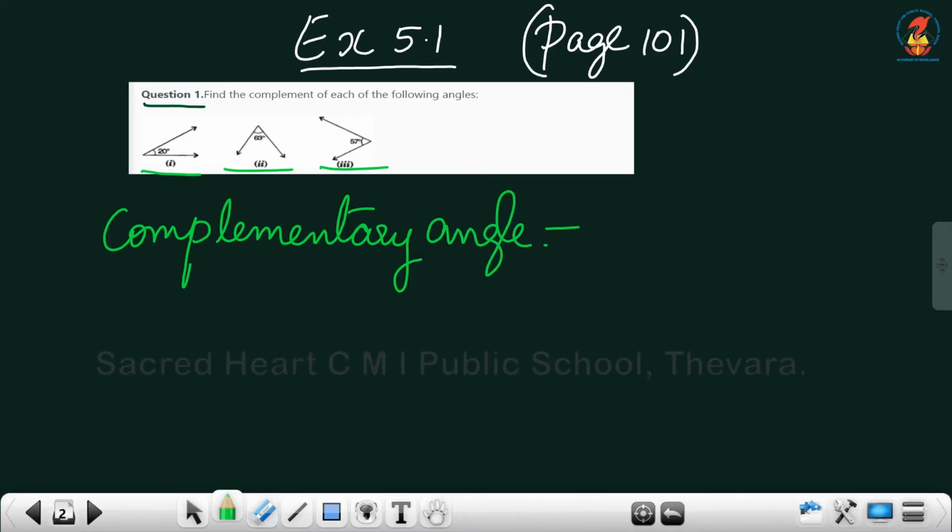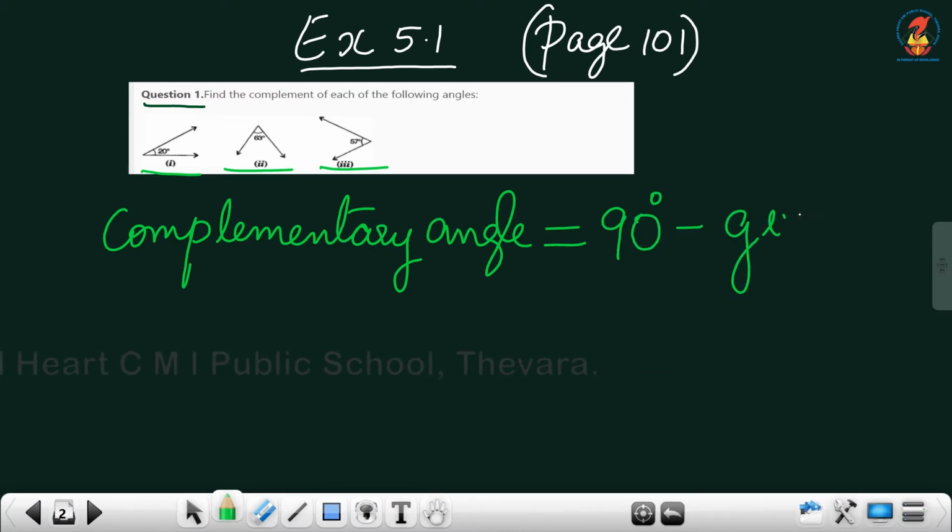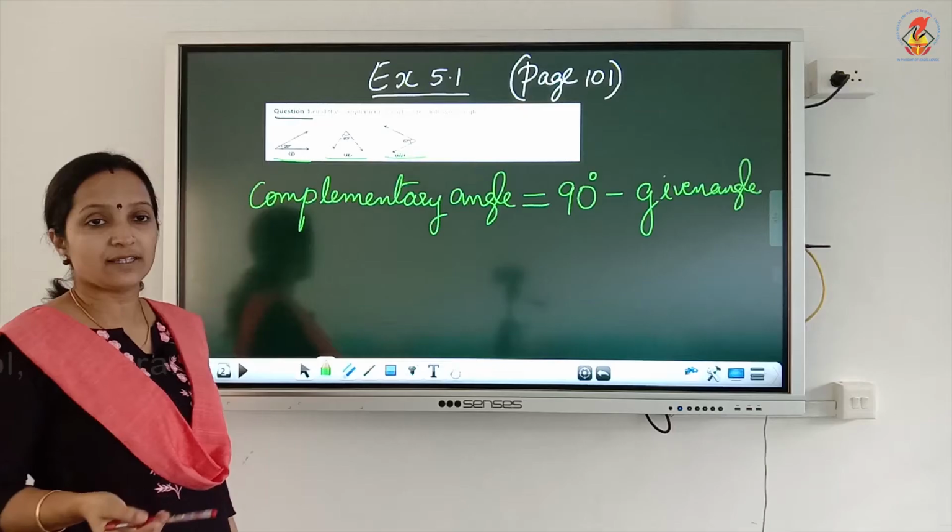How will we find the complementary angle? 90 degrees minus the given angle, okay. 90 degrees minus the given angle. If you want to find out the complementary angle of the given angle, what do you have to do? 90 degrees minus the given angle.